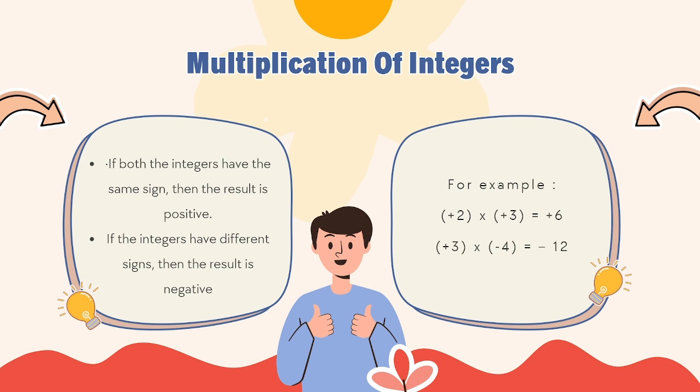Multiplication of integers. First, if both integers have the same sign, then the result is positive. And then, if the integers have different signs, then the result is negative. For example, one: positive 2 times positive 3 equals positive 6. Two: positive 3 times negative 4 equals negative 12.